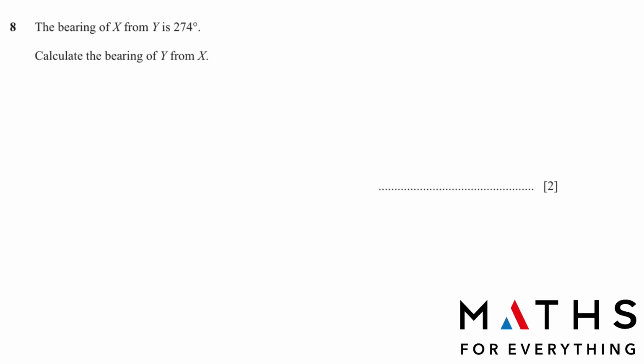Question number 8. The bearing of x from y is 274 degrees. Calculate the bearing of y from x. The only thing you need to remember here is if your bearing is more than 180, this is 274, to find the other bearing from 274, we subtract 180. This will give you 94. But do not write 2 digits. Bearing is always 3 digits, so put a 0 in the front.